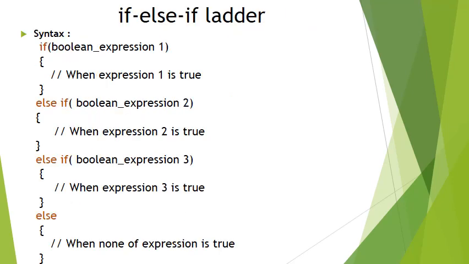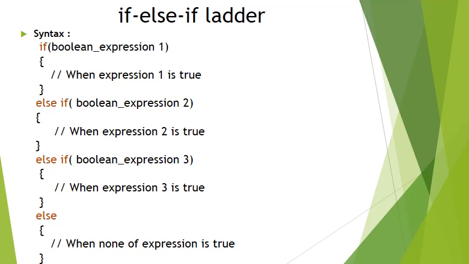The next one is the if else if ladder. The syntax is like this. A boolean expression 1 is evaluated, and if boolean expression 1 is true, it will execute that block of statements. If it is false, then boolean expression 2 is checked.